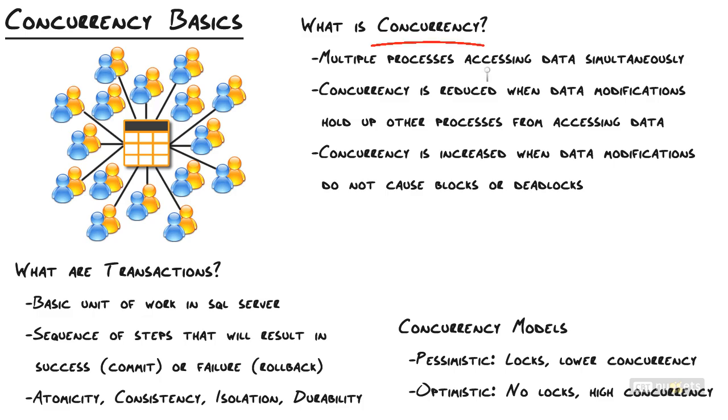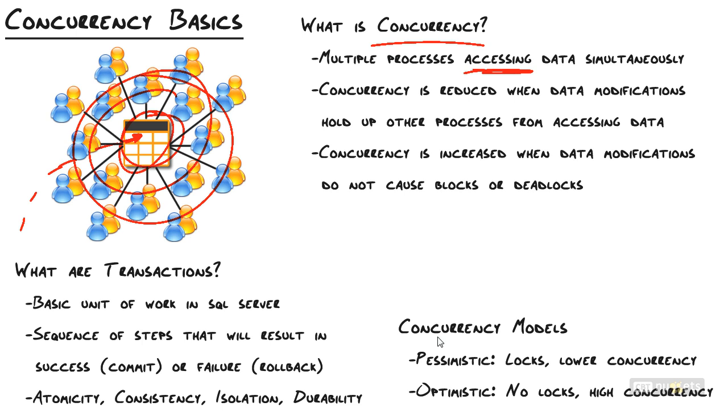Concurrency can be defined as multiple processes accessing, whether that's reading or writing, shared data simultaneously. High concurrency is defined when you have many users accessing a resource simultaneously and they do not interfere with each other. On the other hand, low concurrency is when you have multiple users accessing a shared resource and they're all queued up and waiting on each other.